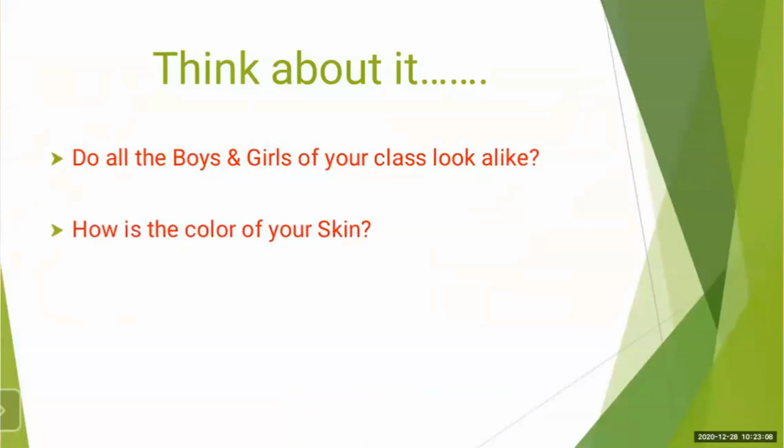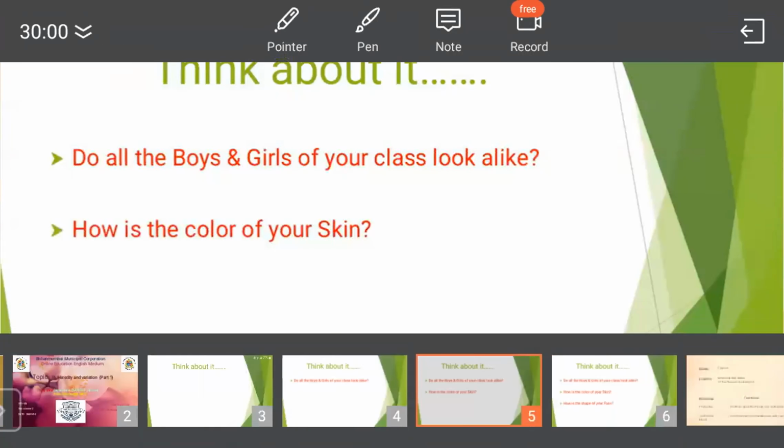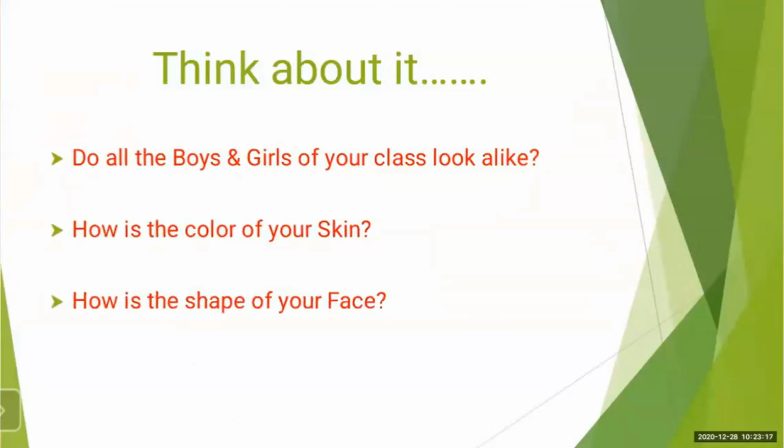Second question: how is the color of your skin? When you compare it with your own family, with your grandfather, grandmother, father, mother, and cousins, what will you observe? Something will be similar, but most of the things are different. Next question: how is the shape of your face? Compare it with two friends. The shape of your face will be different.